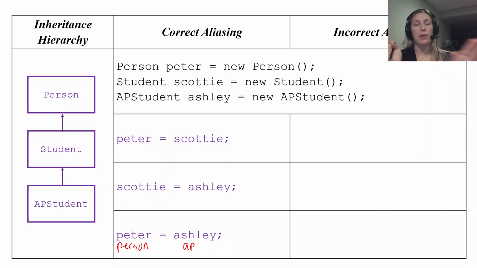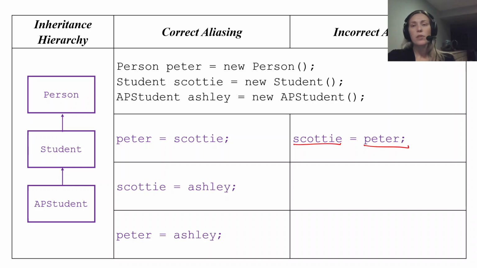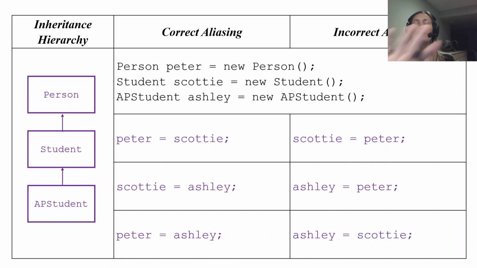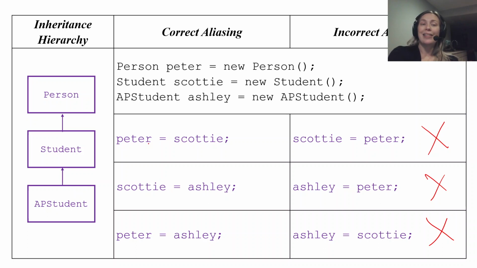The opposite does not work. Scotty cannot equal Peter, because Scotty is lower in the hierarchy than Peter. Incorrect. Ashley cannot equal Peter, and Ashley cannot equal Scotty. These are all incorrect. Left has to be higher in the hierarchy than the right, just like upcasting.